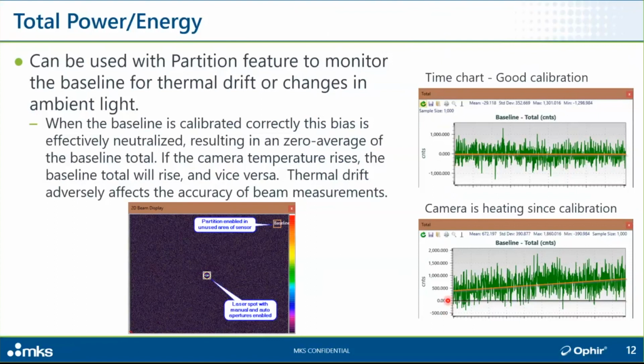In the chart at the bottom right, we see that the camera is drifting over time, and the response of those pixels is increasing. This is one useful way of using total power and energy.